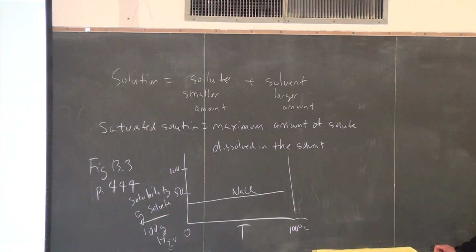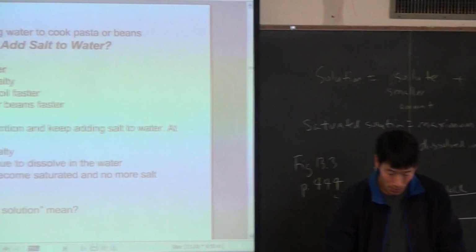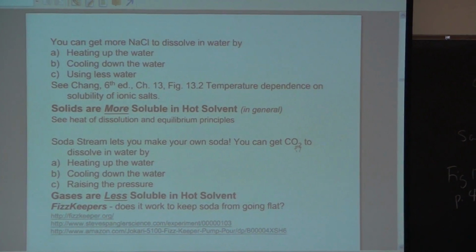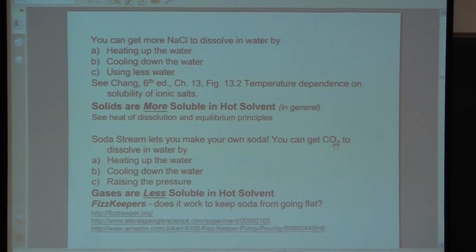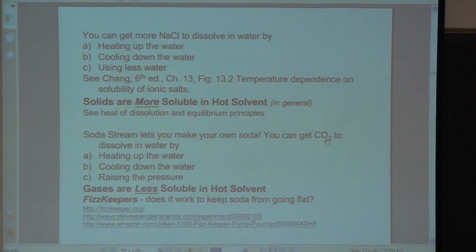Okay, so although salt is soluble in water, we can't dissolve an infinite amount of salt in the water. At some point, that solution becomes saturated. We can't dissolve any more salt in the water. Okay, so let's go to the next slide. How can we get more salt to dissolve in the water? Add more water.